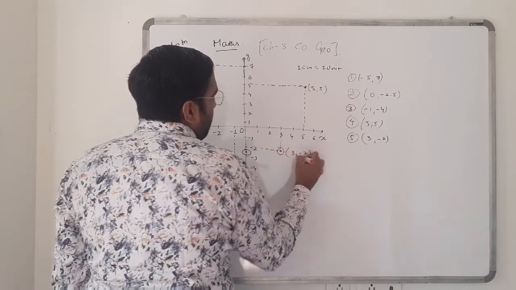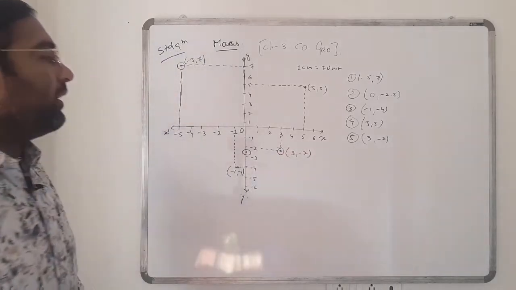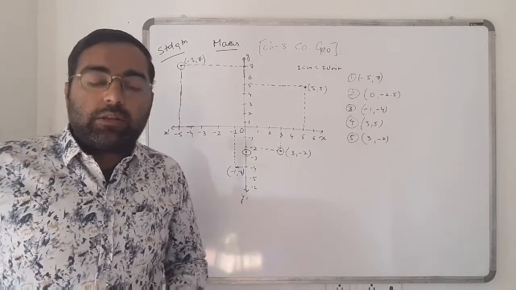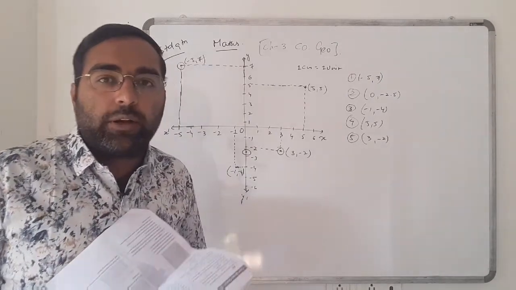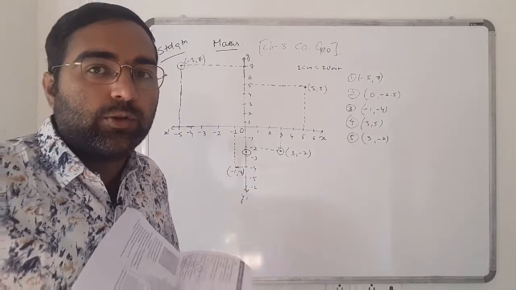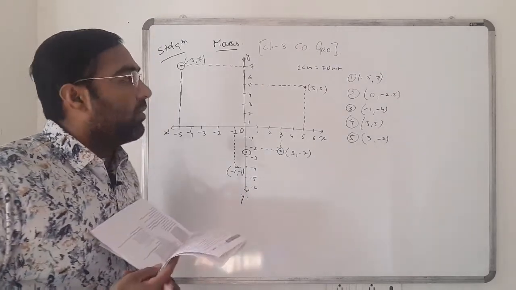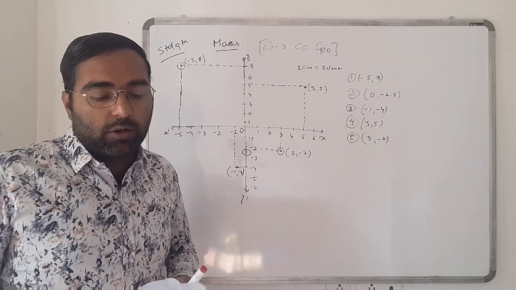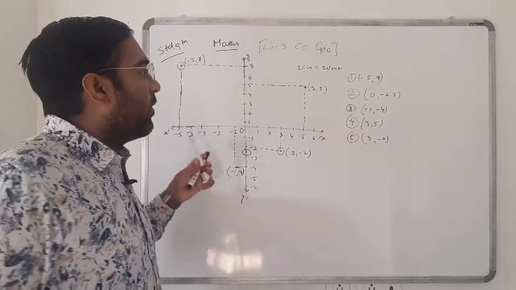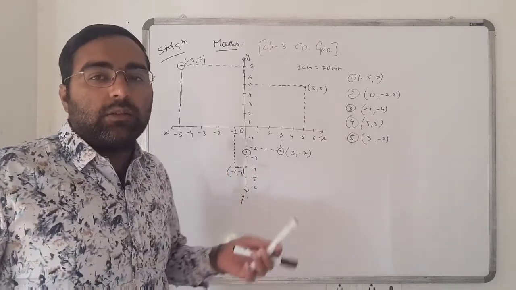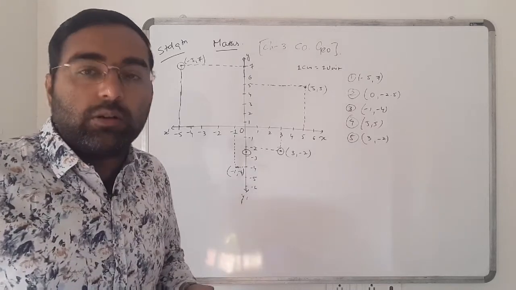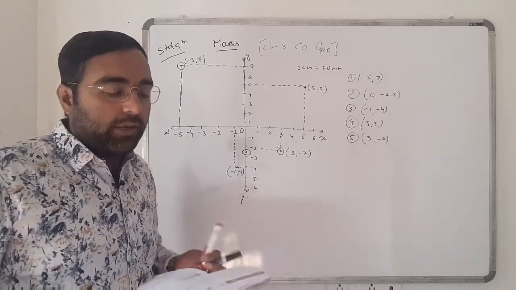3 comma minus 2. Clear that? So your points of question number 3 are plotted here. You should note down all the points if you want, and if you have already done this exercise and this chapter in the worksheet, you have to verify it.